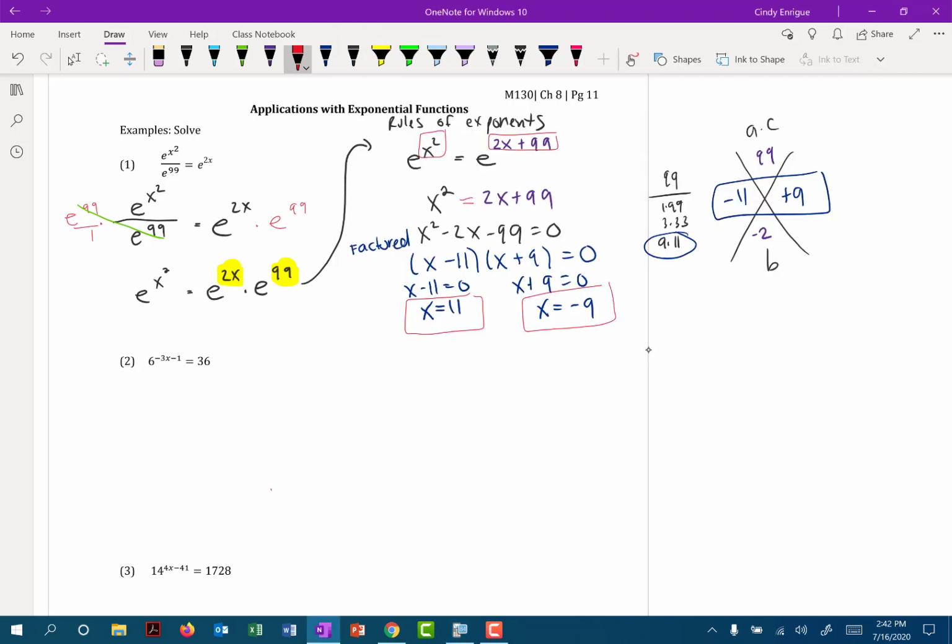So both of these are good answers. You always want to check it to make sure. So x is equal to negative 9 and x is equal to a positive 11.